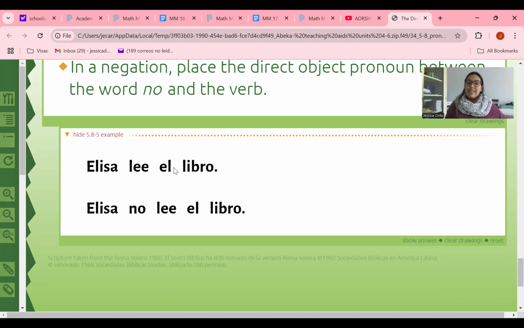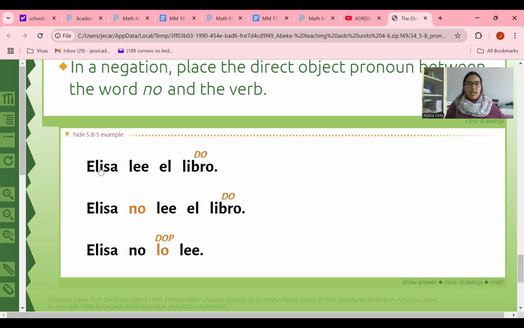So you place the lo before the verb. So it'll be Elisa lo lee. I'm sorry, it's lo lee. Elisa lo lee. Now, for this one in negation, it'll be Elisa no lo lee. Okay? Here, Elisa lee el libro. Elisa no lee el libro.